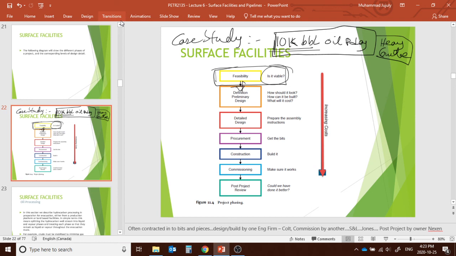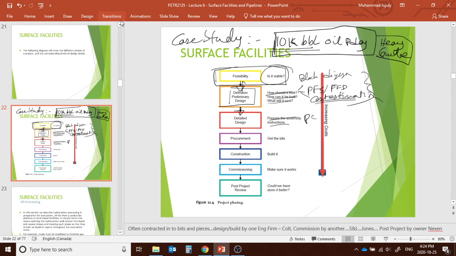The next stage is the definition of the preliminary design. That means how it should look, how it can be built, and what the cost would be. Under this, we do the block diagram, and we also do the process flow scheme or process flow diagram. And then we do the cost estimation. After we do all of these and the cost estimation looks promising, we go for the next design, which is the detailed engineering design.